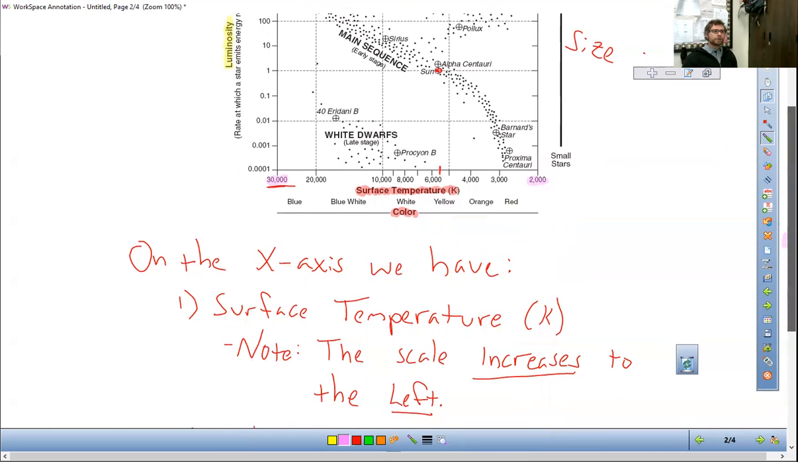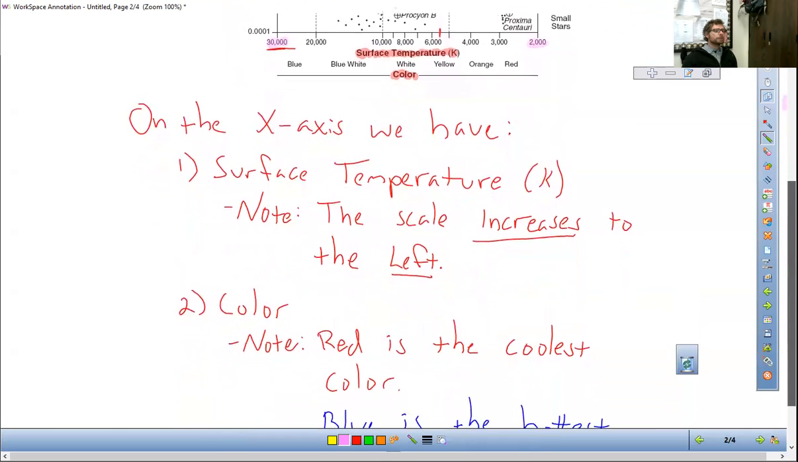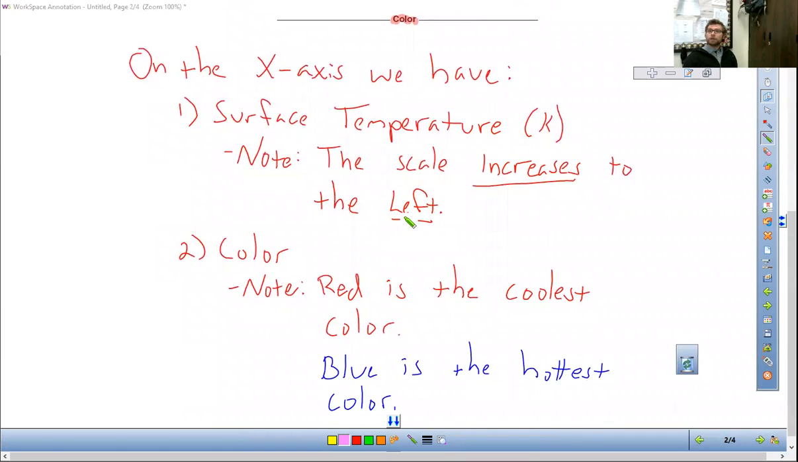So on the x-axis, we have surface temperature. We also have color. So our color will also be here on our HR diagram. Once we start looking at the HR diagram, we're going to notice that we usually think of red as being a temperature associated with hot and heat. But here on the HR diagram, a red star is actually a cold star compared to the other stars. It is a cold star. And a blue star, a color that we usually associate with winter and cold, is actually the color of the hottest stars. So if you're looking through a telescope and you see a star that is blue, that star is actually incredibly hot compared to a star that is red.